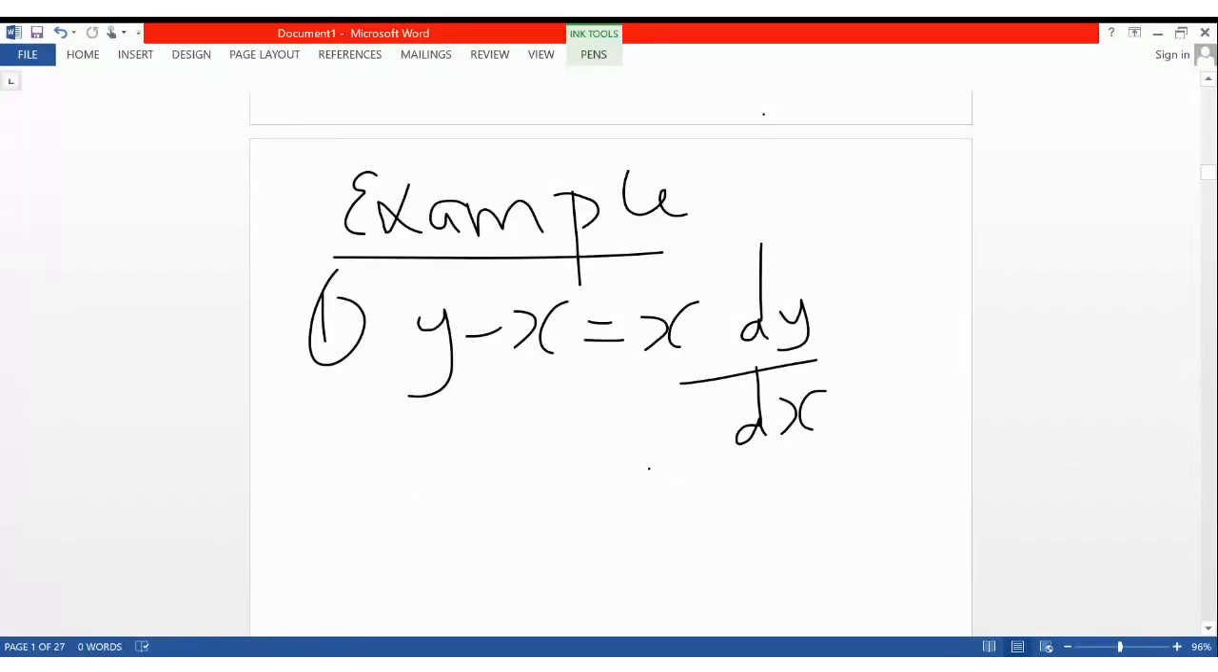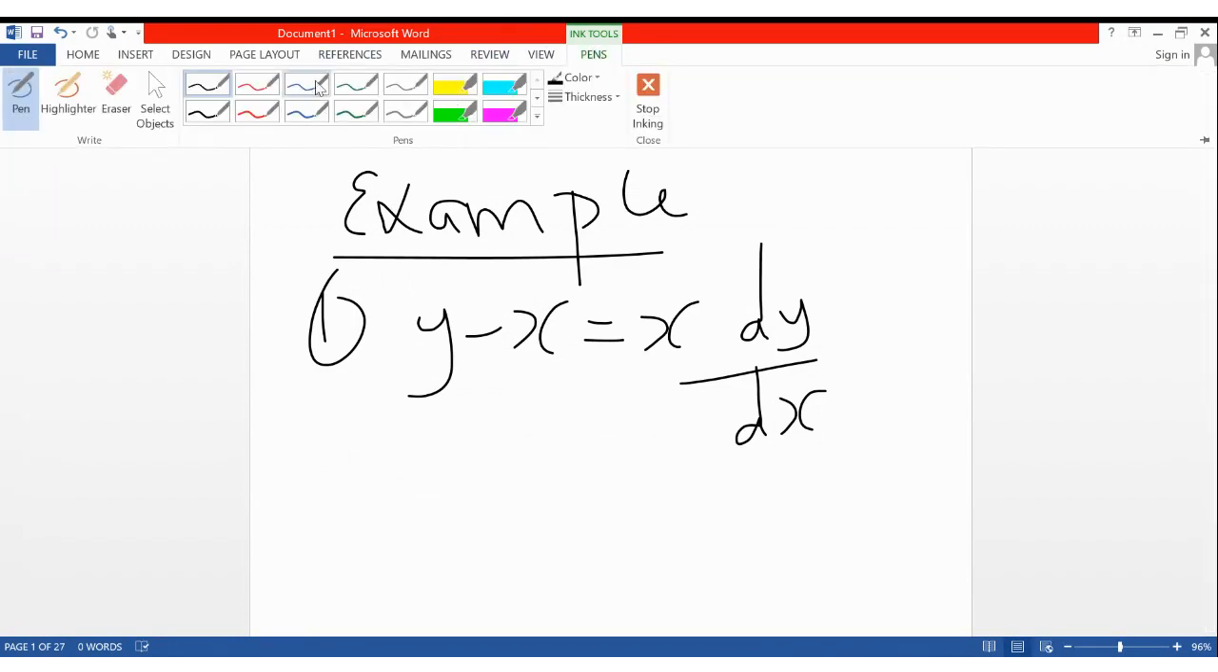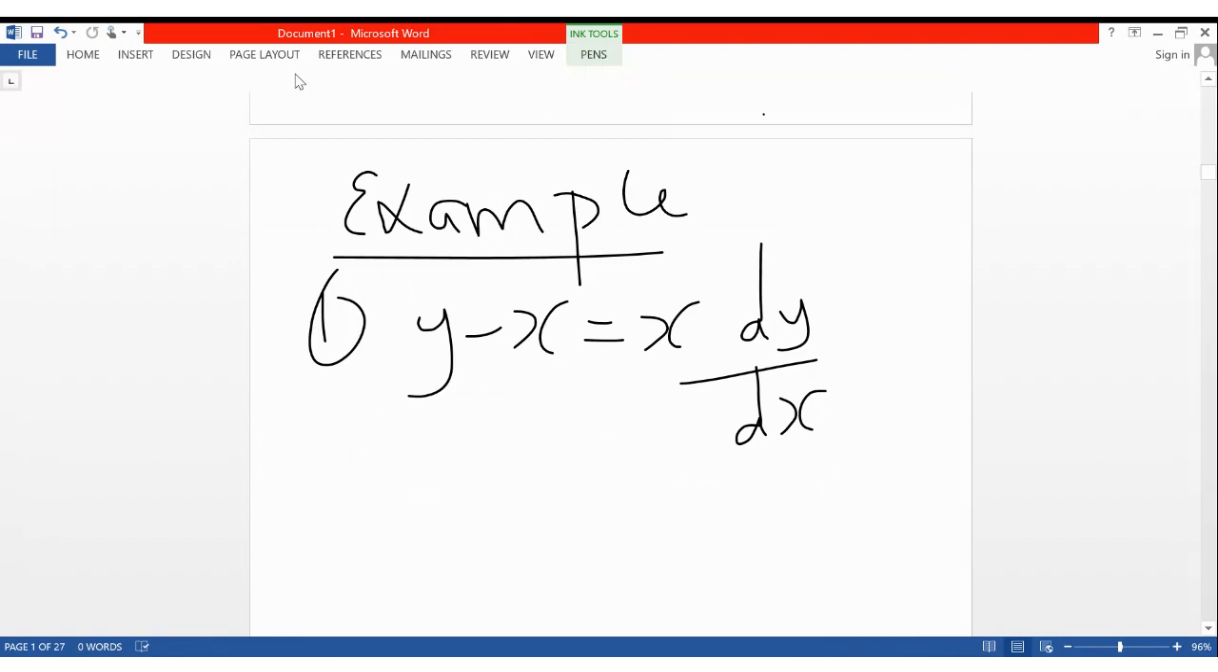First of all, is it homogeneous? We start from there, because we must first check if it is homogeneous. So how do you check? We check on the powers. So this one is of power 1, this one is of power 1, and the x is of power 1. So it is homogeneous.